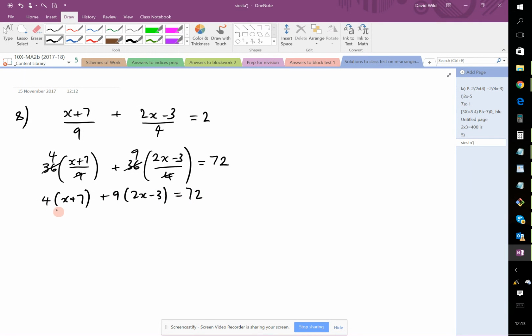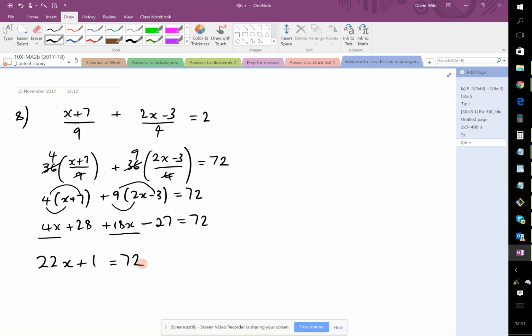Now let's multiply out the brackets. 4x plus 28 plus 18x minus, don't forget that minus there, 27 is 72. Gather the like terms. These are the terms with x in. We've got 22 of those. 28 minus 27 is 1. Subtract 1 from both sides. Divide both sides by 22. Okay?